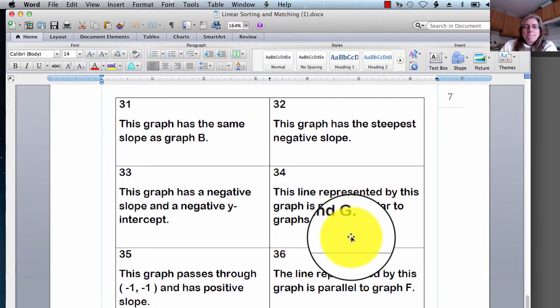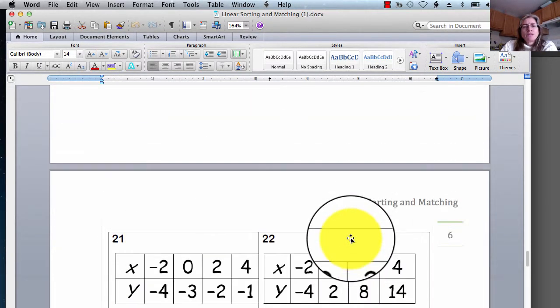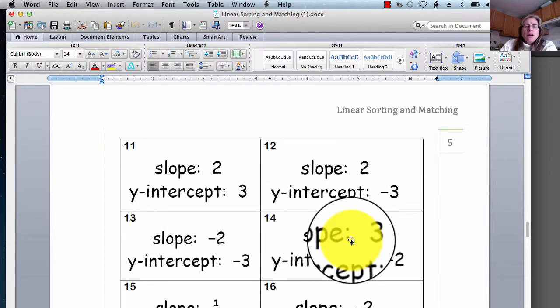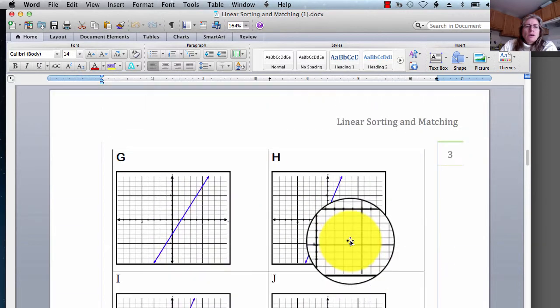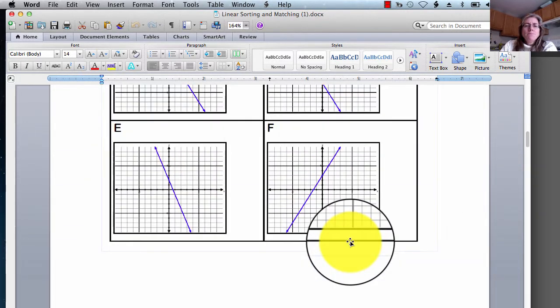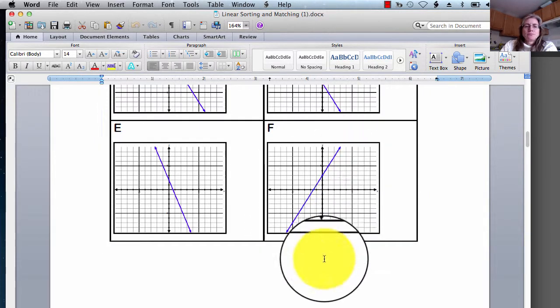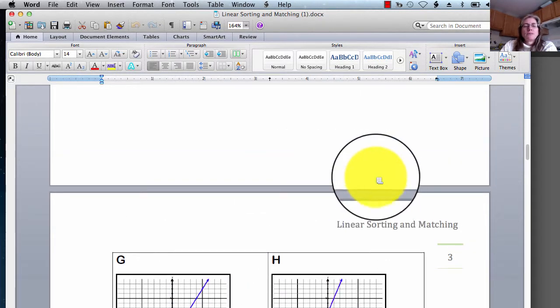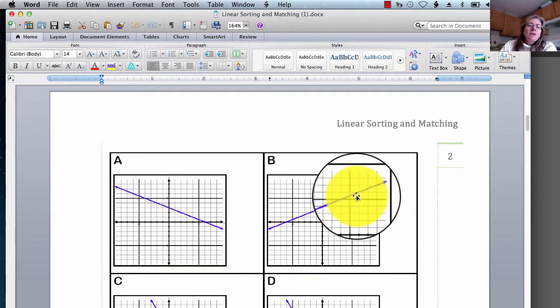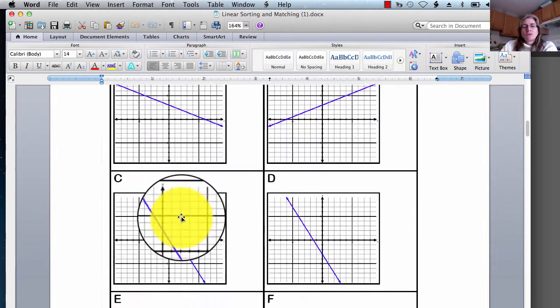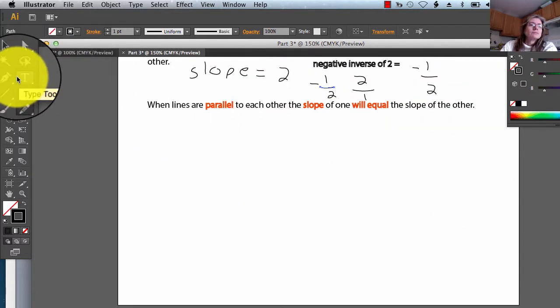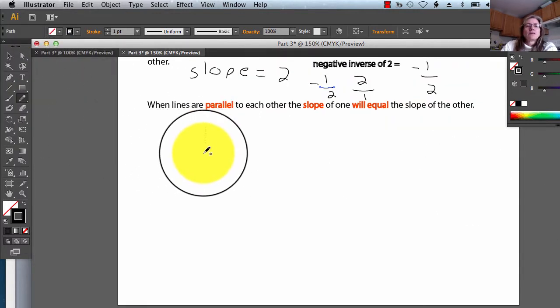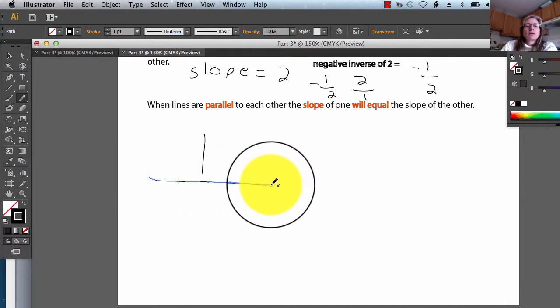graphs F and G, which we don't have slopes for because we haven't calculated those yet, let's look at those. F and G look very similar. And so the claim is that A is perpendicular to those lines. When perpendicular, what that means, if you don't know what that means, is this. These lines are perpendicular.